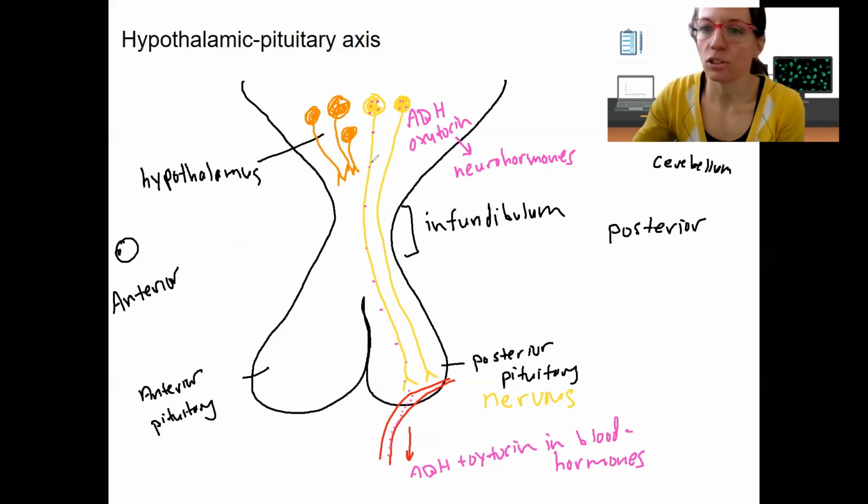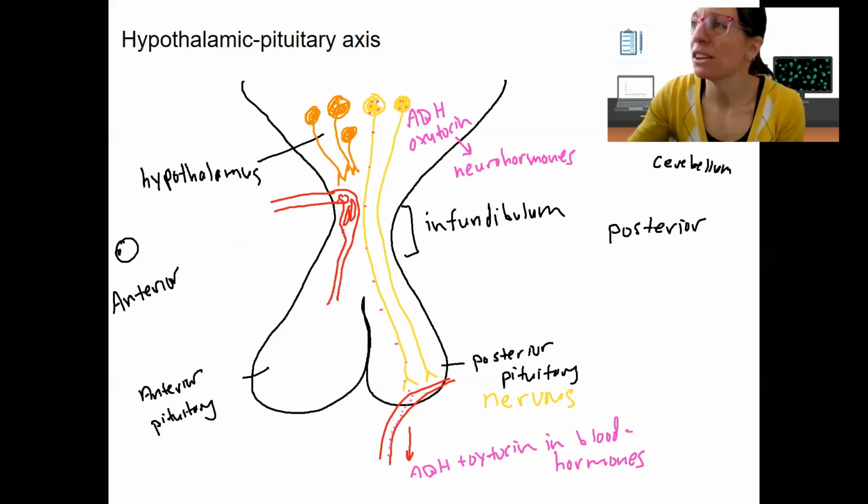These are going to connect to a portal system that I probably won't draw perfectly. A portal system is a system of blood vessels, and it's actually a local capillary bed. We'll talk about capillary beds and such more when we get to the cardiovascular system, and we'll actually come back to this briefly. The point here is that these blood vessels are going to travel.